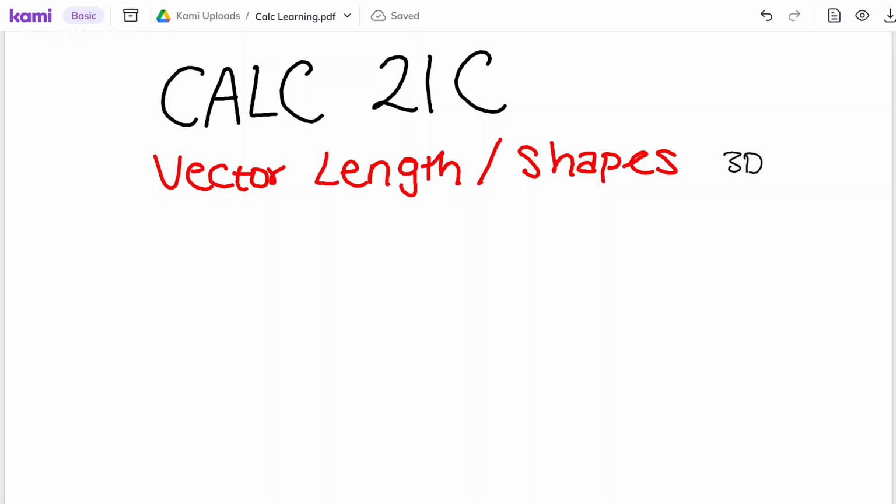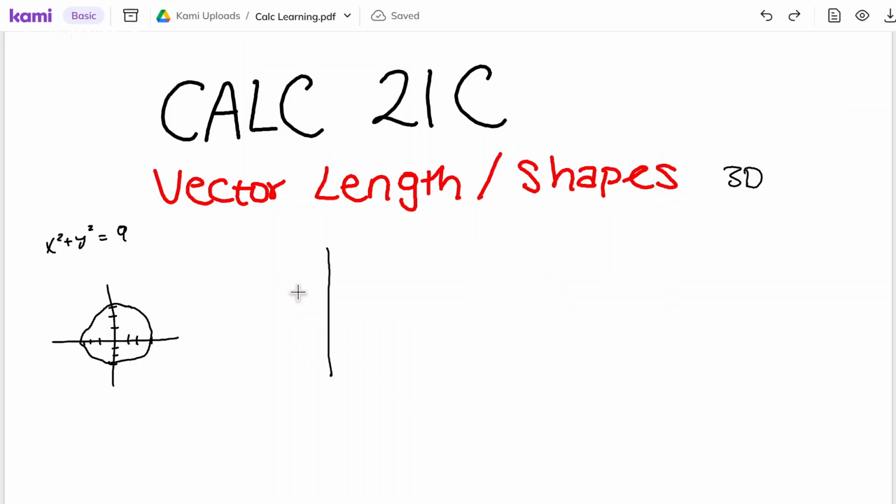So the first one: in a 2D graph, x squared plus y squared equals 9 is a circle with radius 3. 1, 2, 3. I'm not drawing it as well as I'd like, but it'll look something like this, with 3 in each direction. But then on a 3D graph, draw it like this.